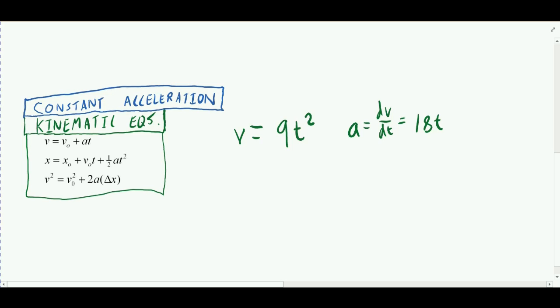Now, I also specified last time that we have position, velocity, and acceleration. Velocity equals dx/dt, and acceleration equals dv/dt.